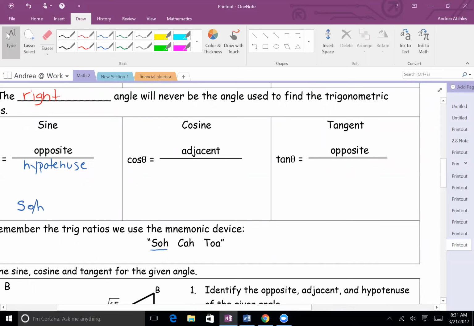Okay, cosine of theta is the adjacent side over the hypotenuse. And remember that by cosine equals adjacent over hypotenuse, which is the CAH of our mnemonic device to help us remember our trig ratios.